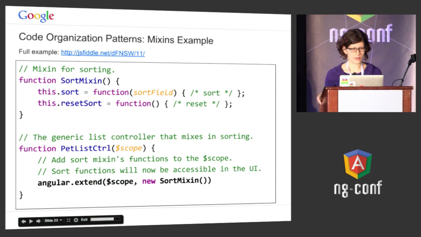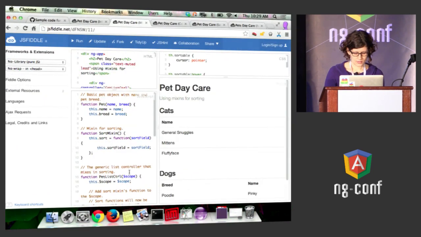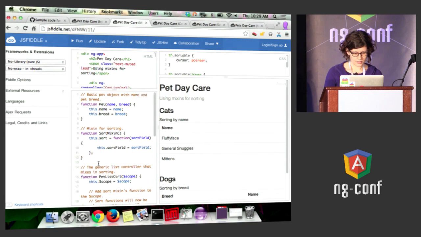So here's an example with mixins. Let's say I want to use sorting somewhere else, so I move it out into a mixin. If I mix it into the scope, then I now have these sorting functions on the scope, and I don't have to change my UI because I can still access it by calling sort, reset sort, etc. So my example for this, pretty similar to here. Sorting still works. You can see I have this sort mixin.